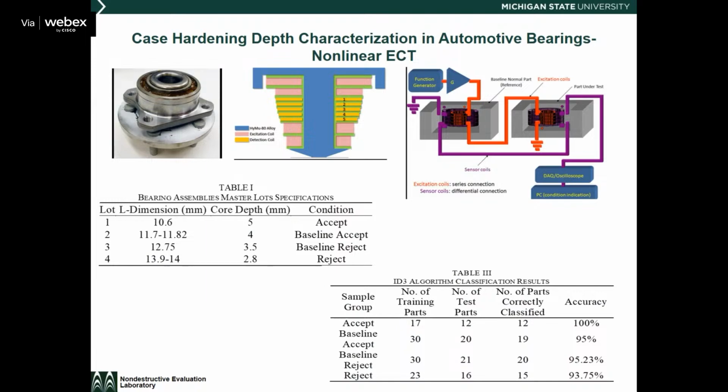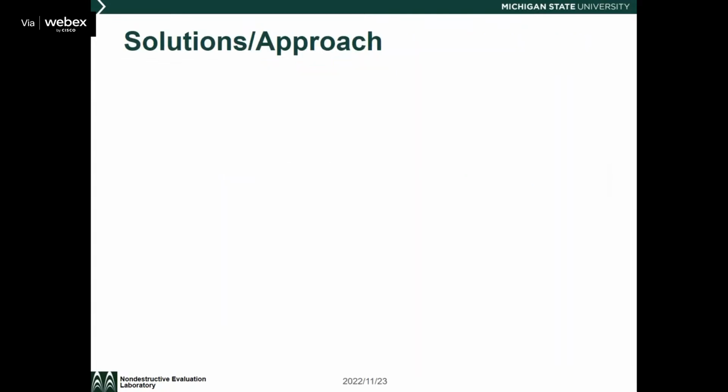This is for case hardening depth characterization using nonlinear eddy current. Instead of making the eddy current work in the linear domain, you can generate nonlinearity in the signals by introducing, for example, high mu materials in the sensor design. Then you can actually understand the case hardening problem there. Just one show of data.